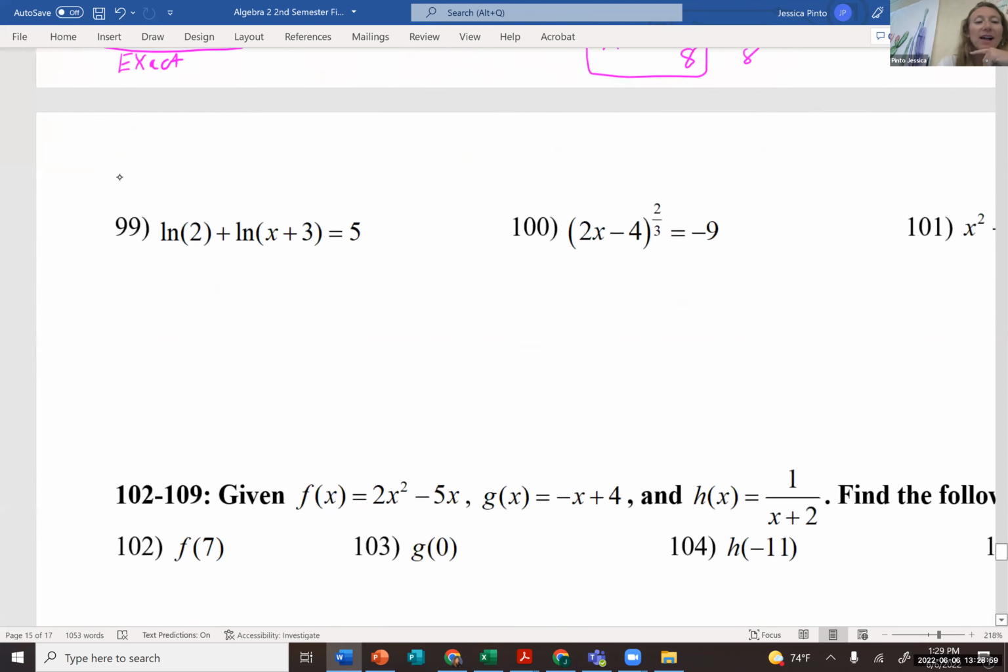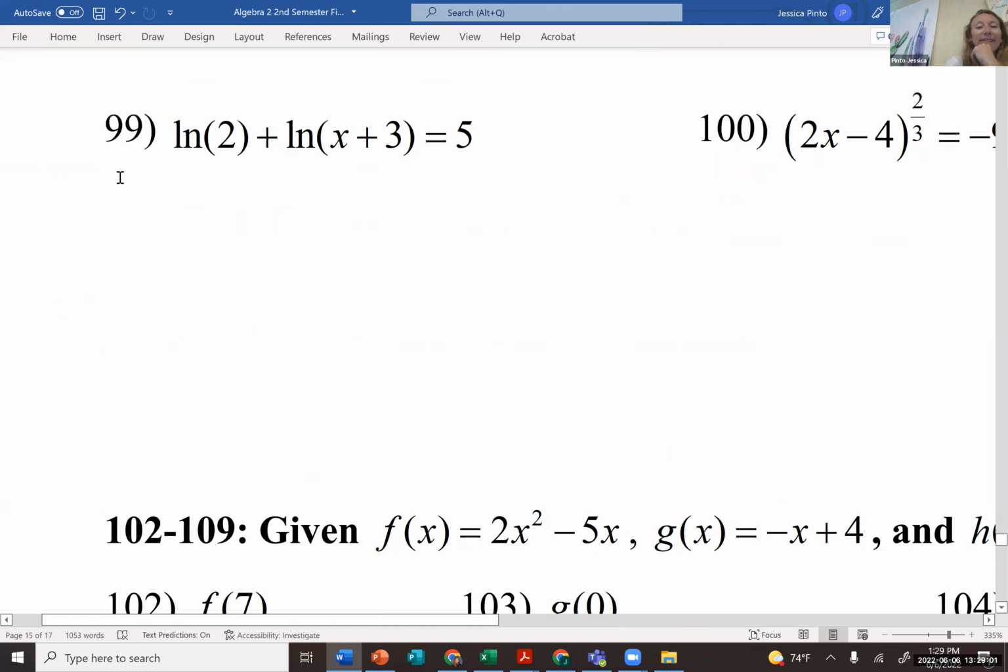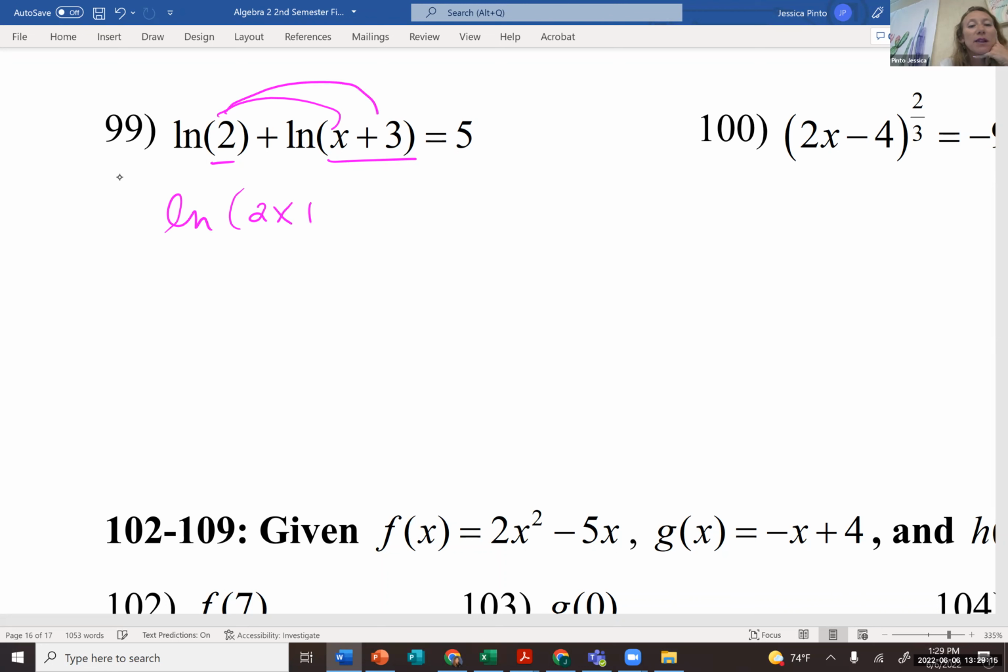99. Oh, we love it. ln, log natural. So I see a log plus log. So that tells me I'm going to need to multiply 2 and x plus 3. So combining this to the single ln of 2x plus 6 is equal to 5.